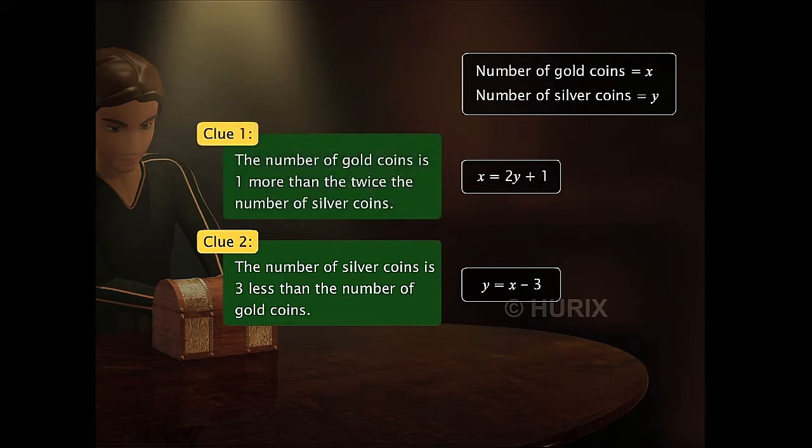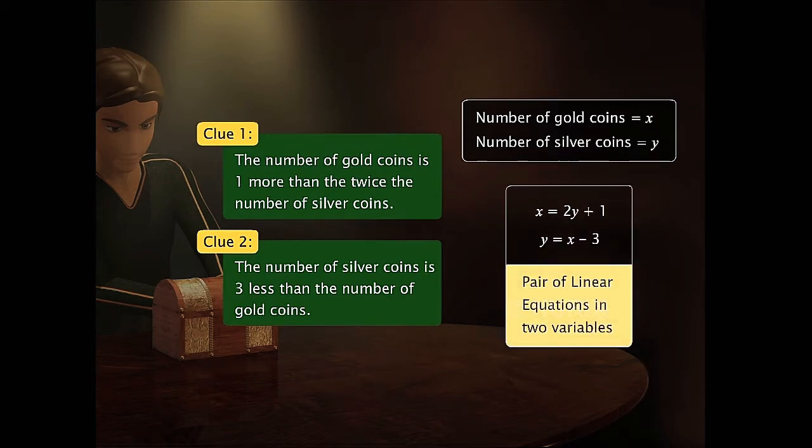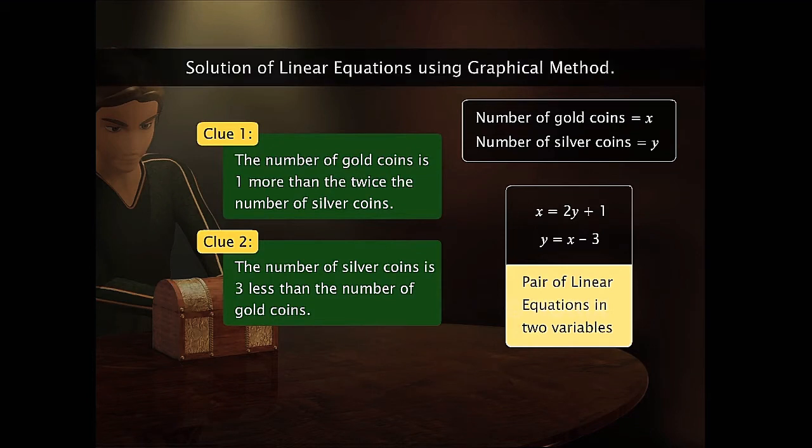Both the equations are linear equations in two variables, X and Y. And so they are called a pair of linear equations in two variables. The solution of this pair of linear equations will tell us the number of gold and the silver coins which are in the box, which in turn will help Tony open his treasure box. Let's learn how to solve a pair of linear equations in two variables using graphical representation.